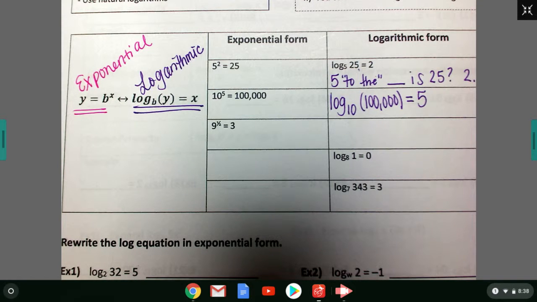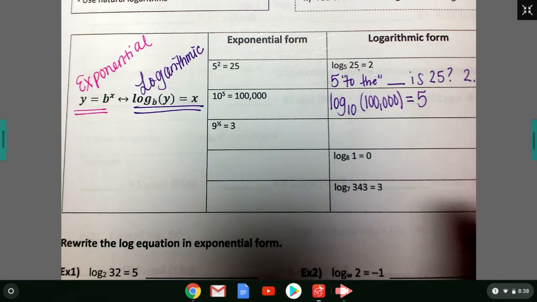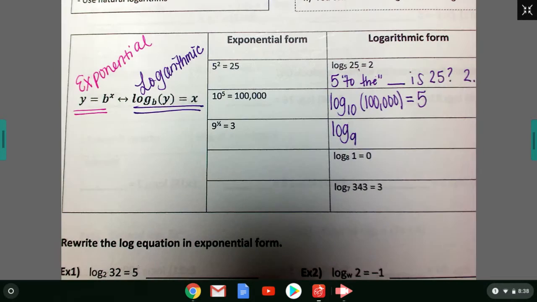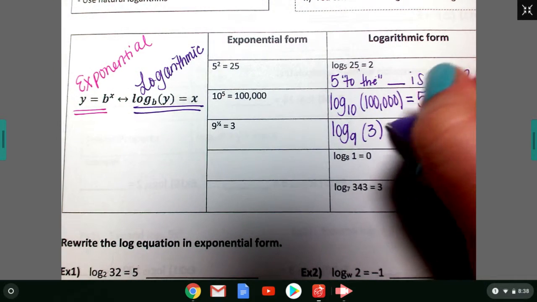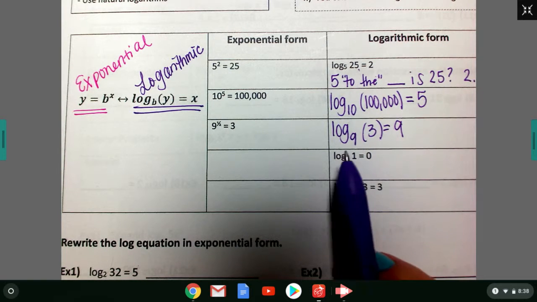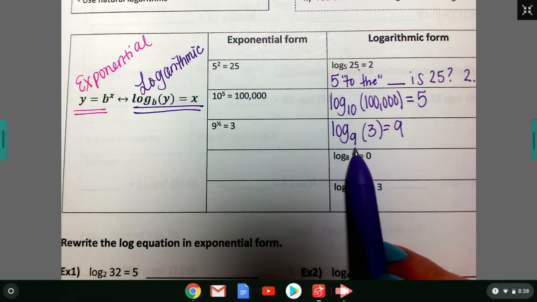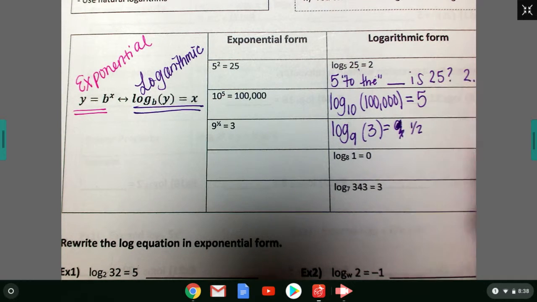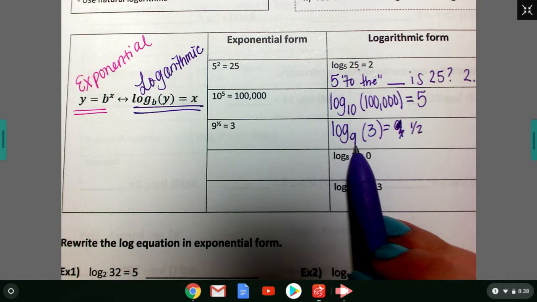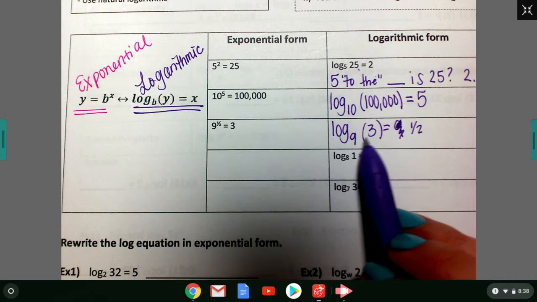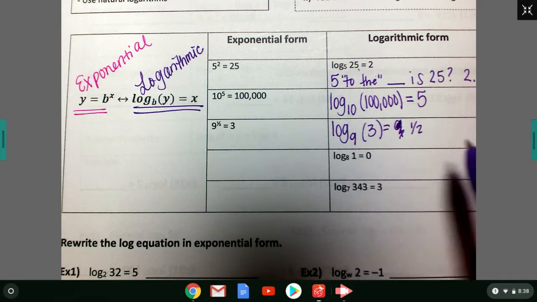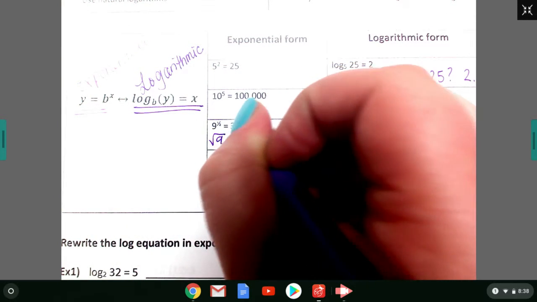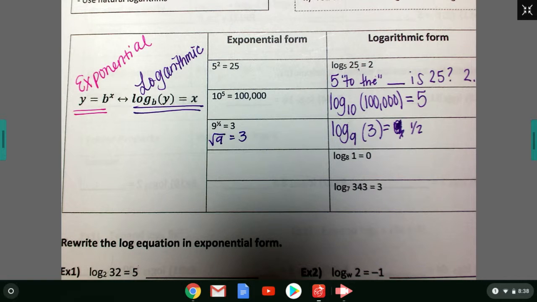Let's look at the next one. 9 to the 1/2 equals 3. So we'll go log base 9 of the answer, 3, equals 1/2. So 9 to the what equals 3? 9 to the 1/2 is the square root of 9, so that one checks out. Remember, this is like square root of 9 equals 3. So these are all connected.